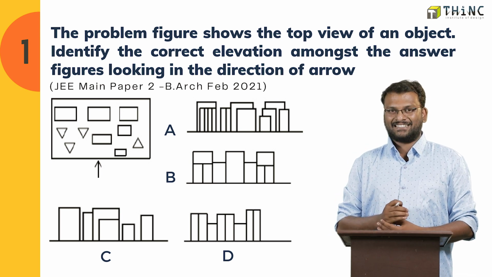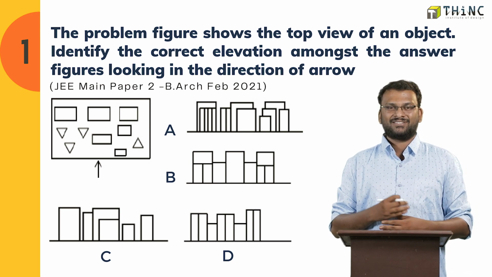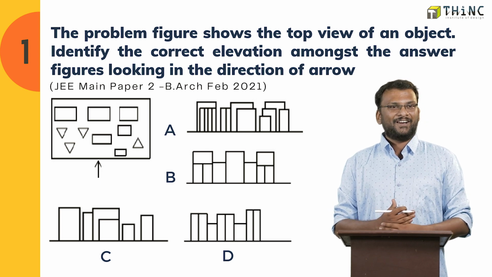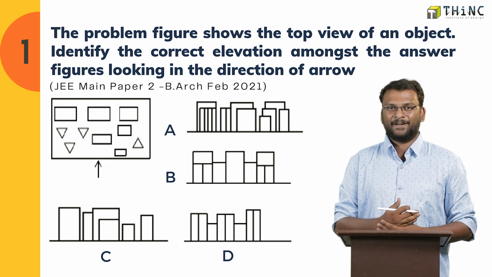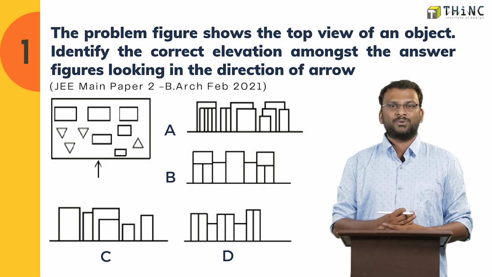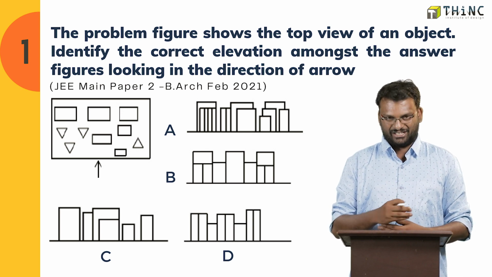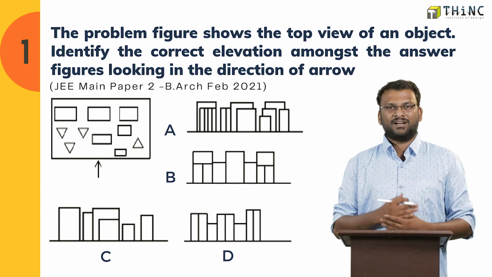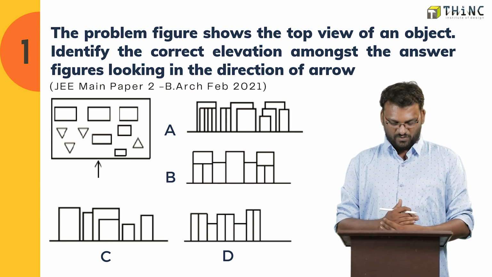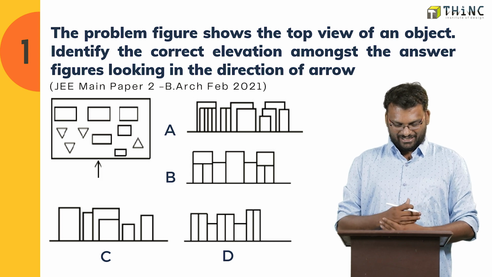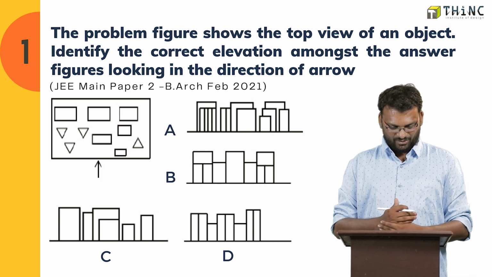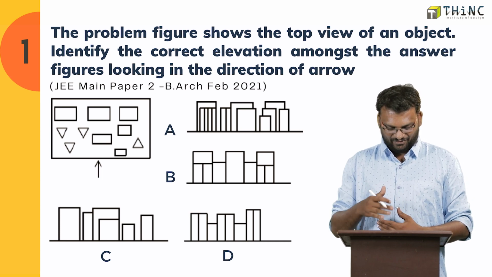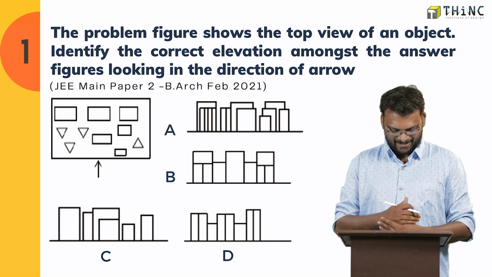Identify the correct elevation. You are now standing on the roads and looking at those buildings. Based on the top view, you need to identify the exact elevation, and you are provided with a directional arrow to point out the elevation. Just observe the question. You can find triangles, you can find squares. These are the things which frequently come in this question.